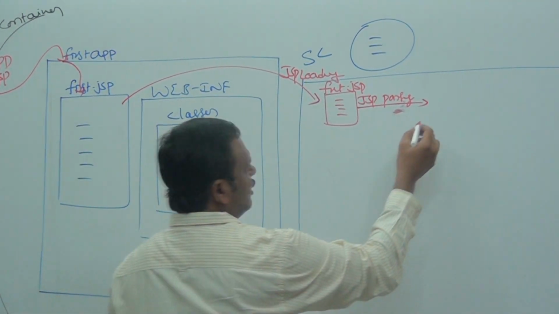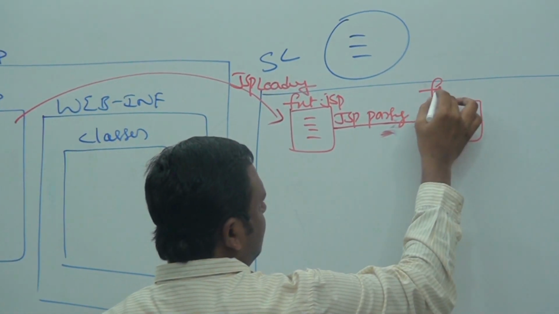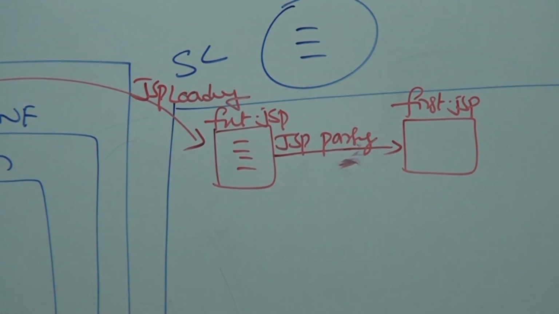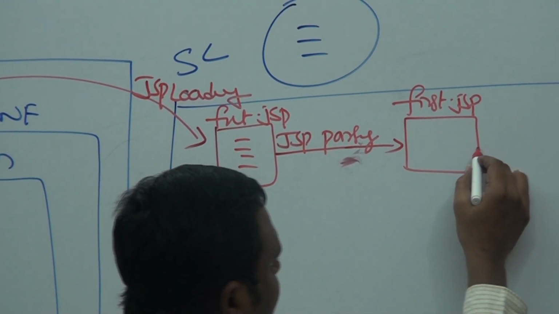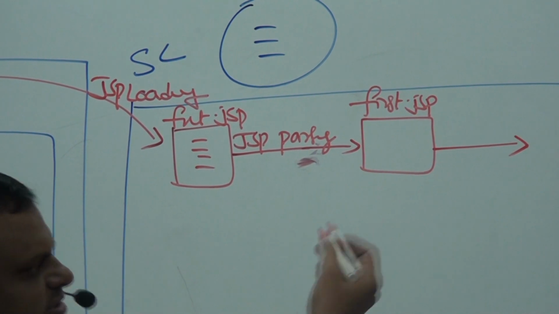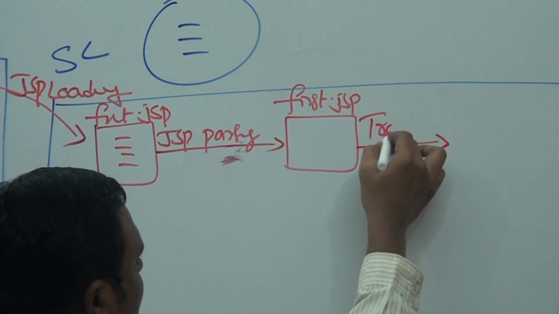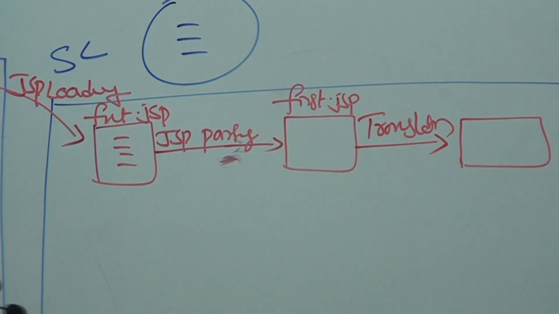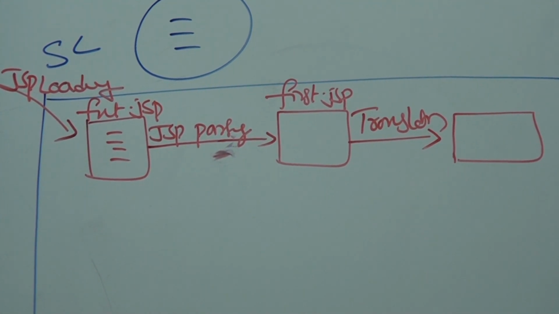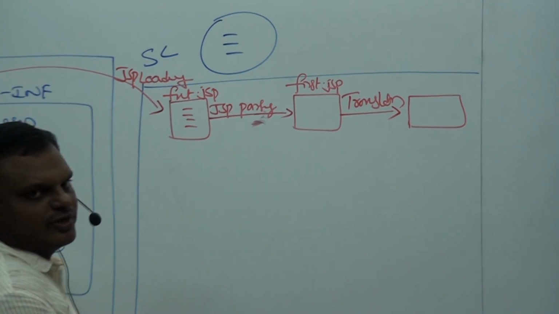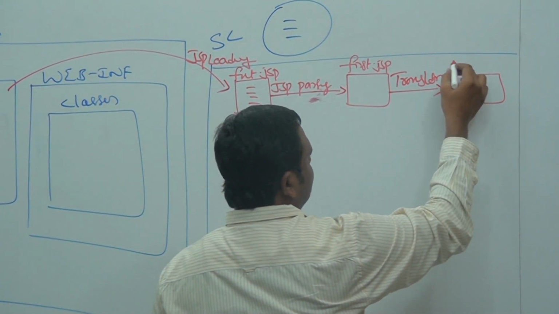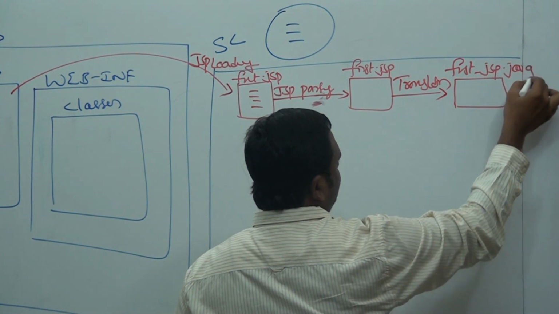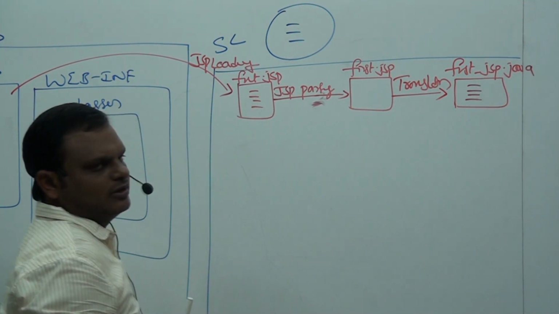JSP parsing. After parsing that JSP page, automatically the first.jsp page will be available. Whenever a JSP page is parsed, immediately the container will perform translation of this JSP page to the servlet. That means this is the translation phase. Whenever a JSP page is translated, automatically a servlet class, a servlet file, will be created. If the JSP file name is first.jsp, automatically the translated servlet file name will be first_jsp.java. Right here some .java code will be available.